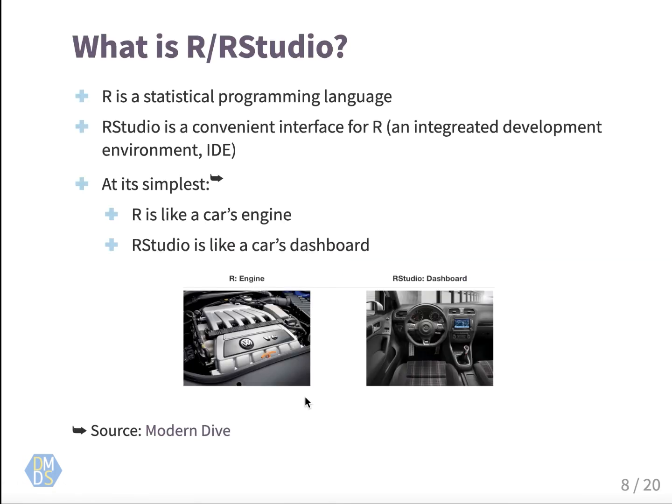So what is R in RStudio? R is a statistical programming language, and RStudio is a convenient interface for R. A fancy word, so sometimes people call it an IDE, which is an integrated development environment. At its simplest, this comes from a book called Modern Dive, and I really like this analogy. They say R is like the car's engine, RStudio is like a car's dashboard. So basically, we're using R, that's the main driver. R is in the back end, and RStudio is just a nice interface that allows us to do things in R.